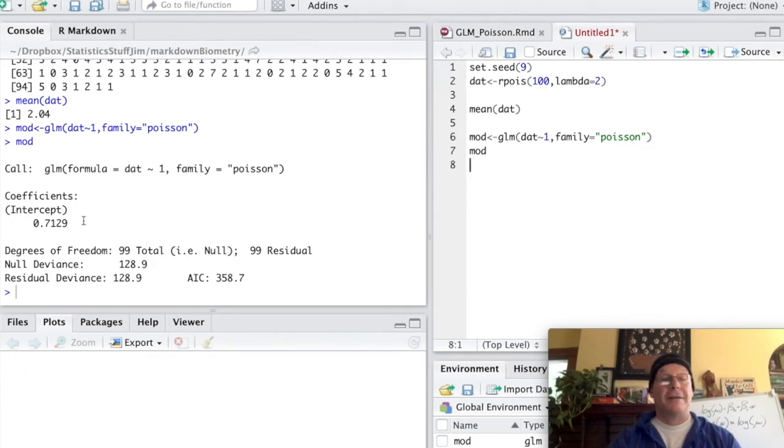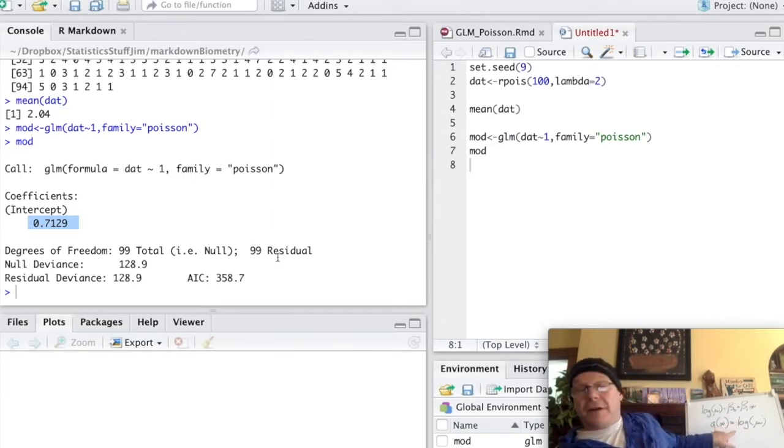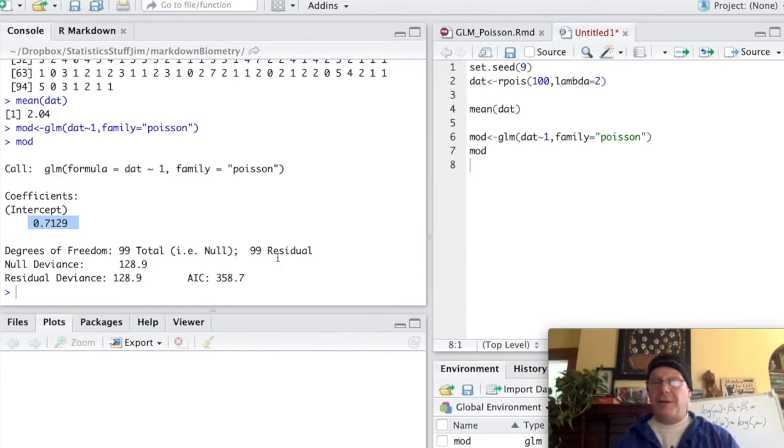And here is the parameter estimate from our model. Now we remember that this is our link function, and so what we would need to do is exponentiate that to get our estimate of lambda. And so I'll go ahead and take our parameter value and exponentiate it.